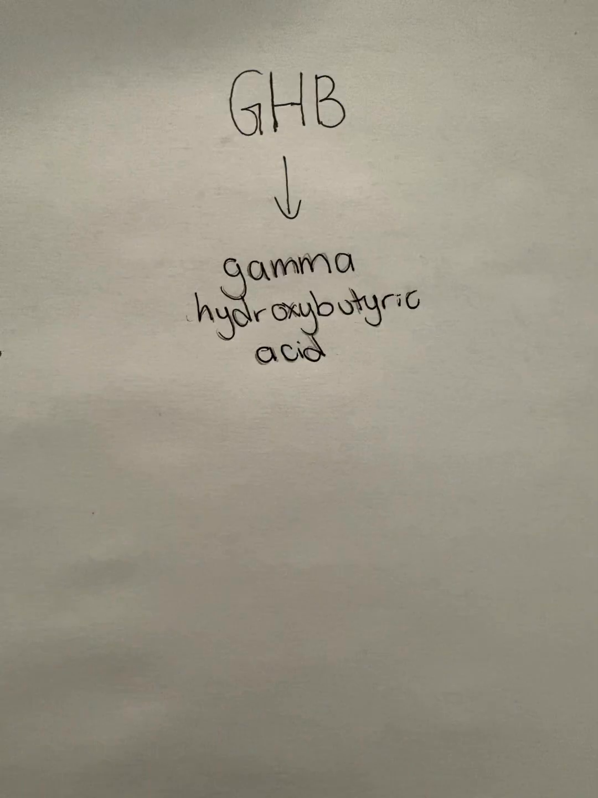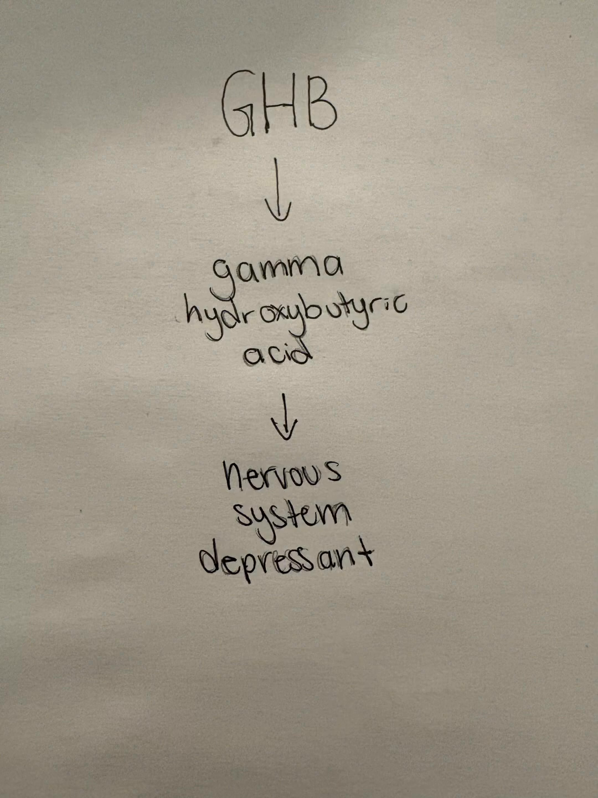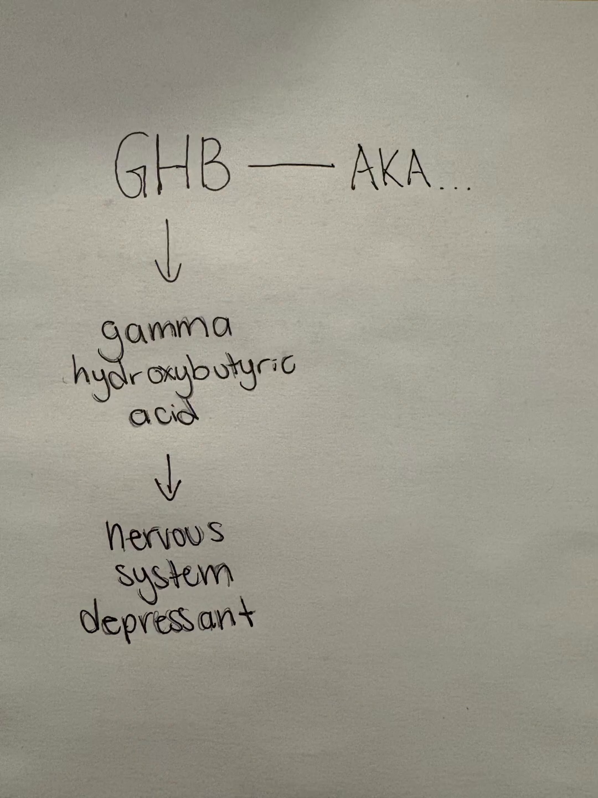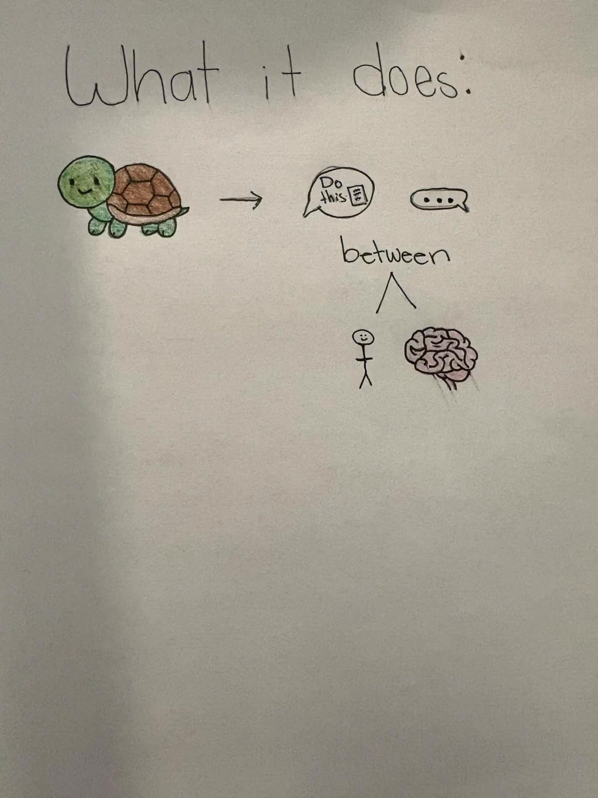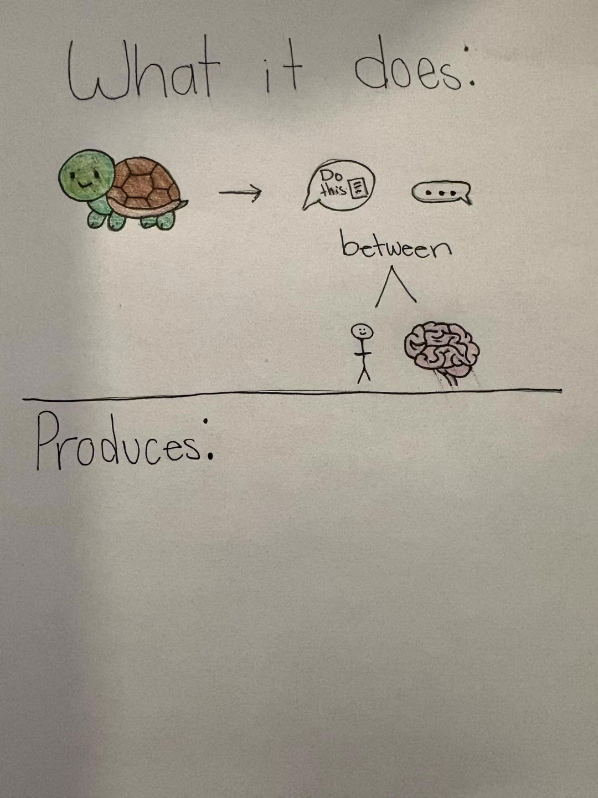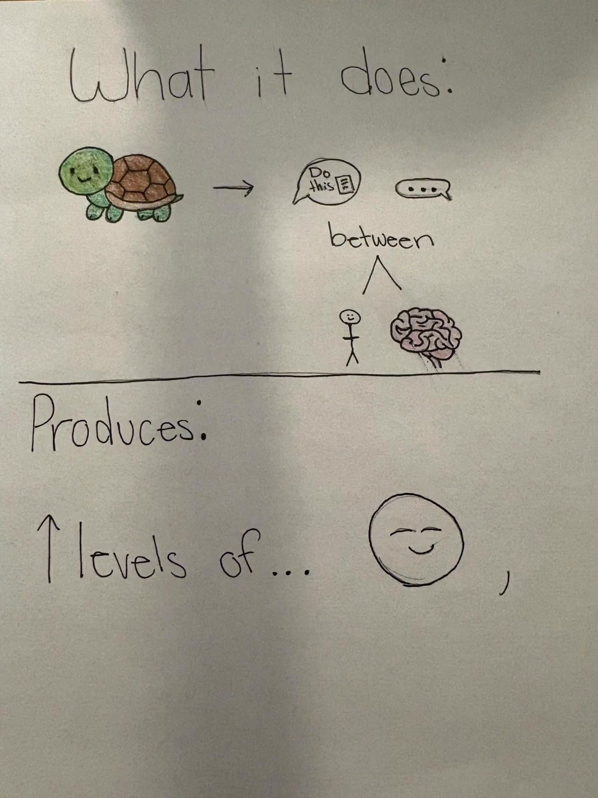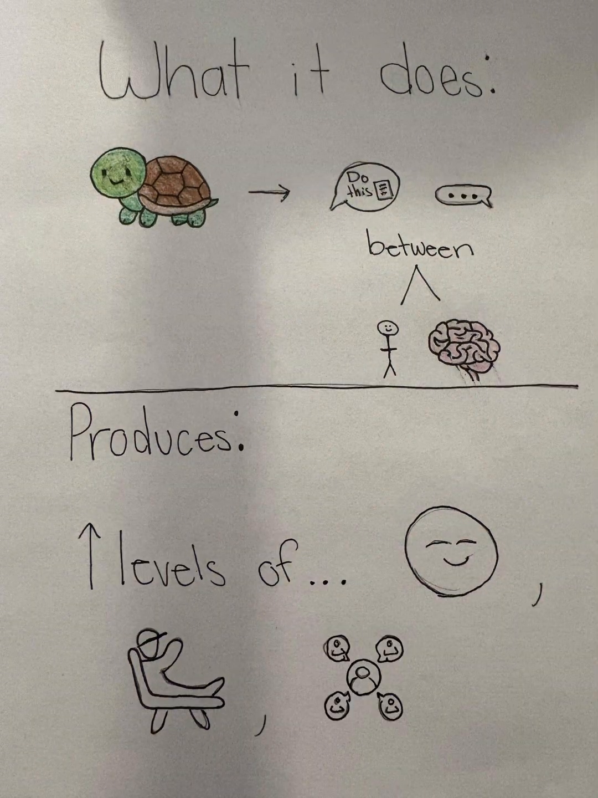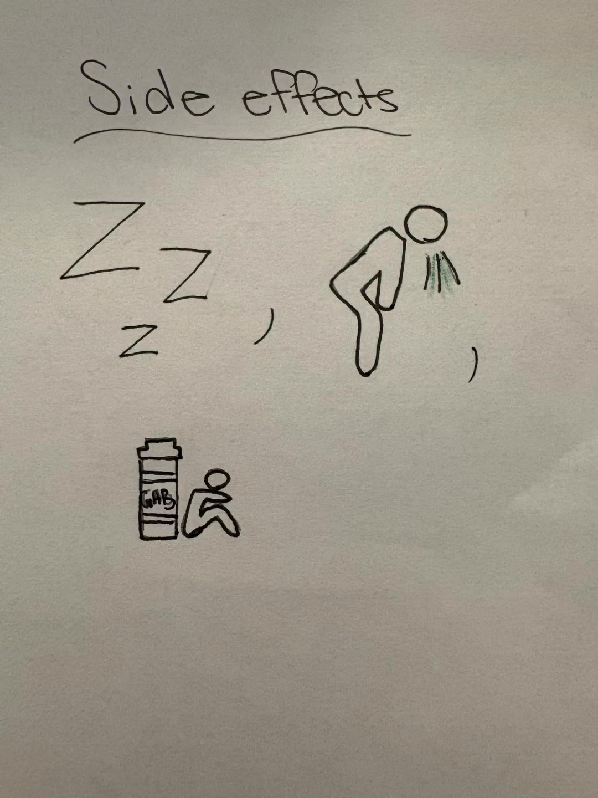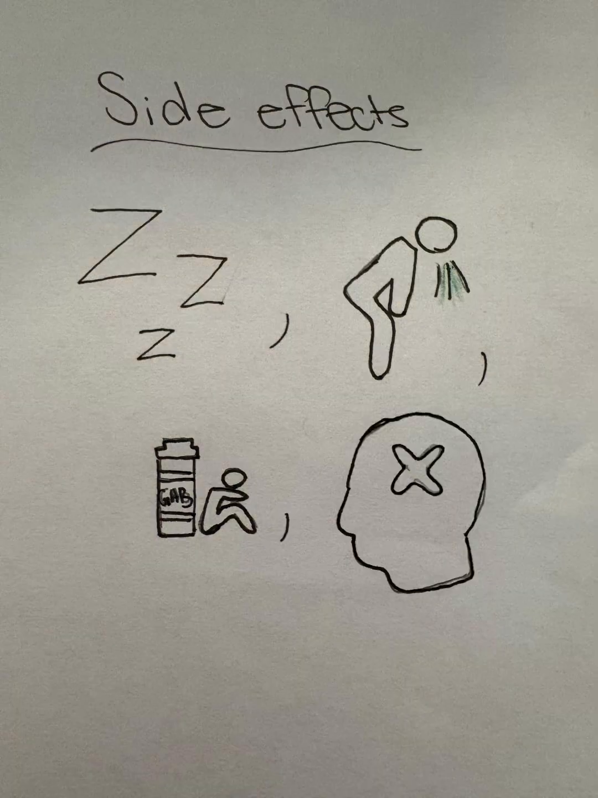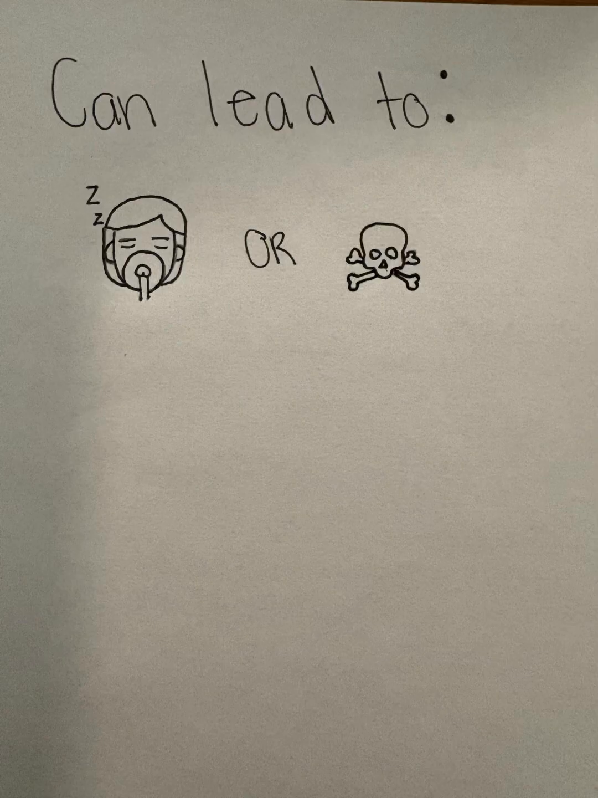GHB, or gamma hydroxybutyric acid, is a drug that acts as a nervous system depressant. This drug is also known as liquid ecstasy. It slows down cell signaling/messaging between the body and the brain. GHB is used to produce high levels of euphoria, relaxation, and sociability. Side effects include drowsiness, vomiting, dependence, as well as serious unconsciousness and respiratory collapse. This can lead to a coma or even death.